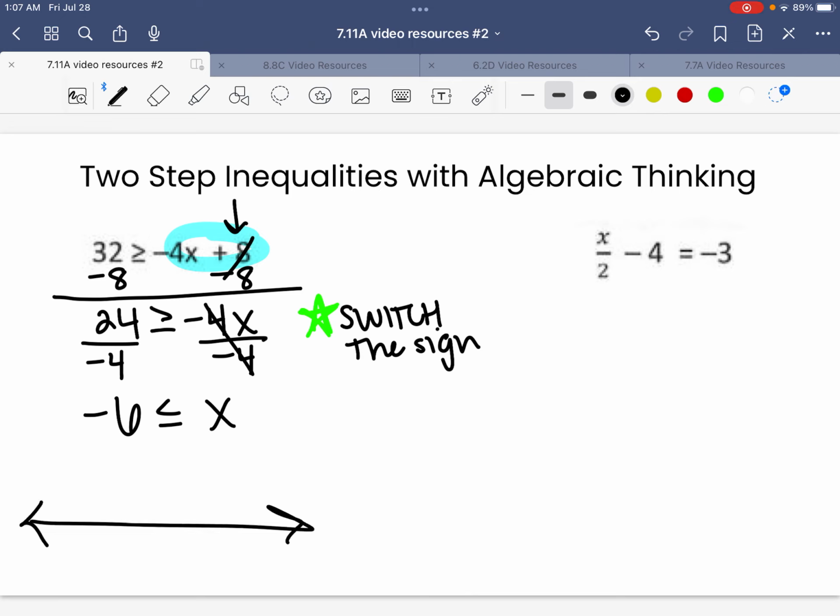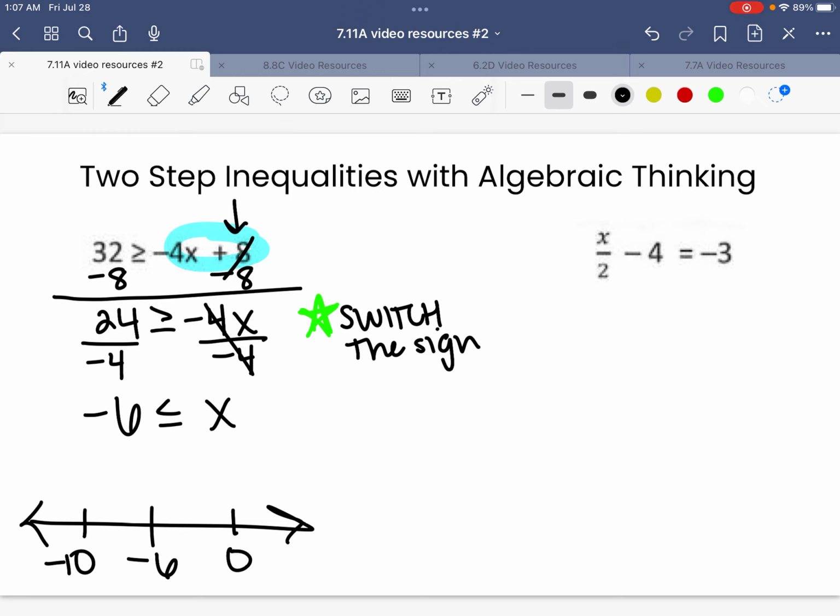I want to go ahead and make a graph of my solution because inequalities have more than one solution while equations only have one. And so I see that negative 6 has to be less than or equal to x, so negative 6 will go on my number line, and I will choose a number to the left and to the right. My number to the left, I'll just choose as negative 10, and my number to the right, I will choose as 0.